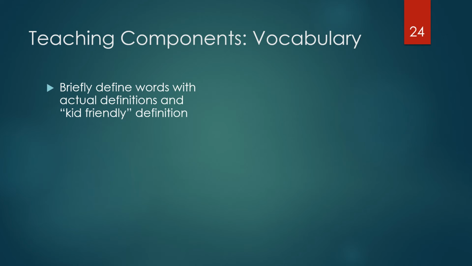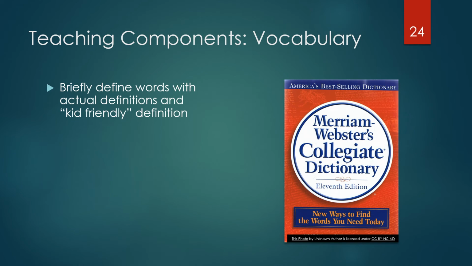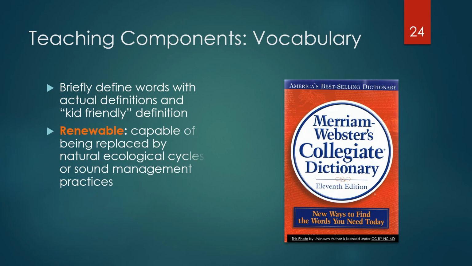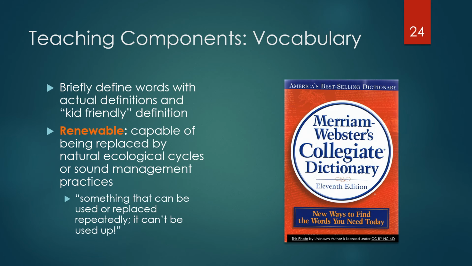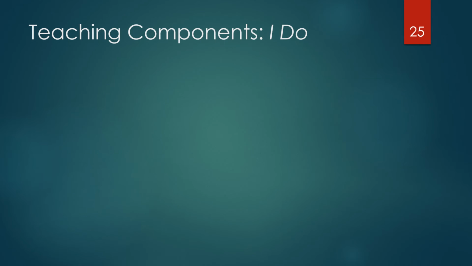You might give the dictionary definition as well as a kid-friendly definition. For example, the dictionary definition of the word renewable means capable of being replaced by natural ecological cycles or sound management practices. That might be a tough definition for students to grasp, so you might break it down into something more manageable: something that can be used or replaced repeatedly. It can't be used up. You can have students help with writing a definition as well.